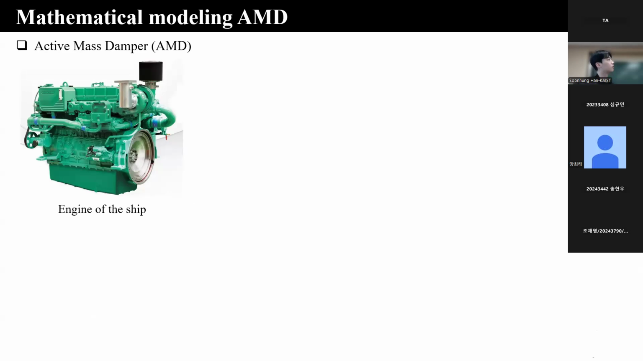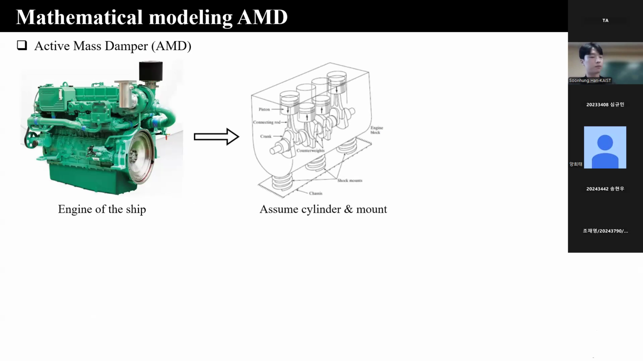In general, vibration mainly comes from the engine. As you know, a ship's engine is really large, so we can't model it directly. So we want to model a small size using scaling, by assuming that the engine consists of a reciprocating piston cylinder system and a supporting mount system.